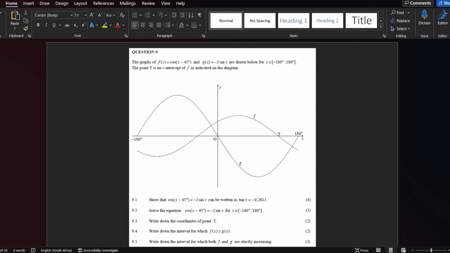Today we will be breaking down a math past paper question on the topic of trigonometry. So let's get right into it. Question 9. Question 9 gives us two trig graphs.